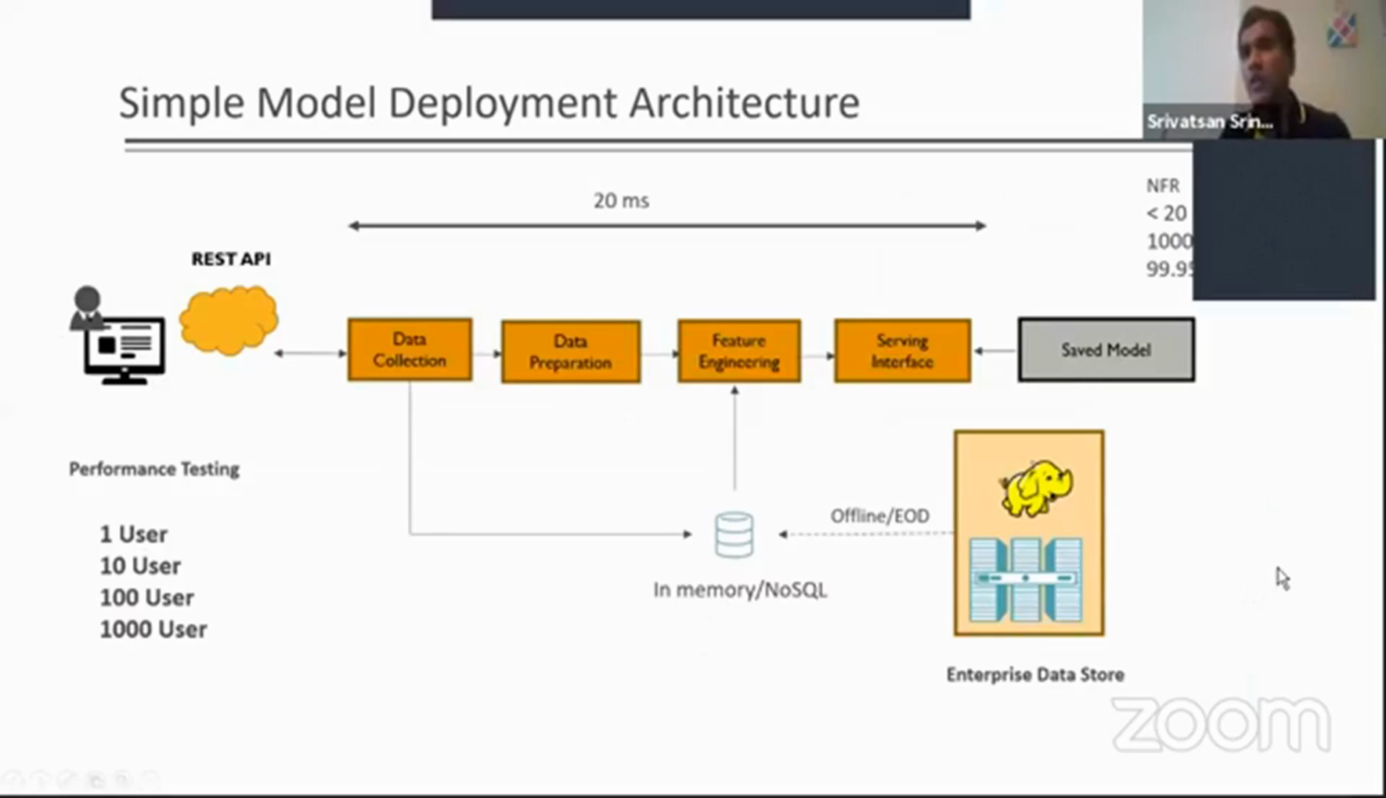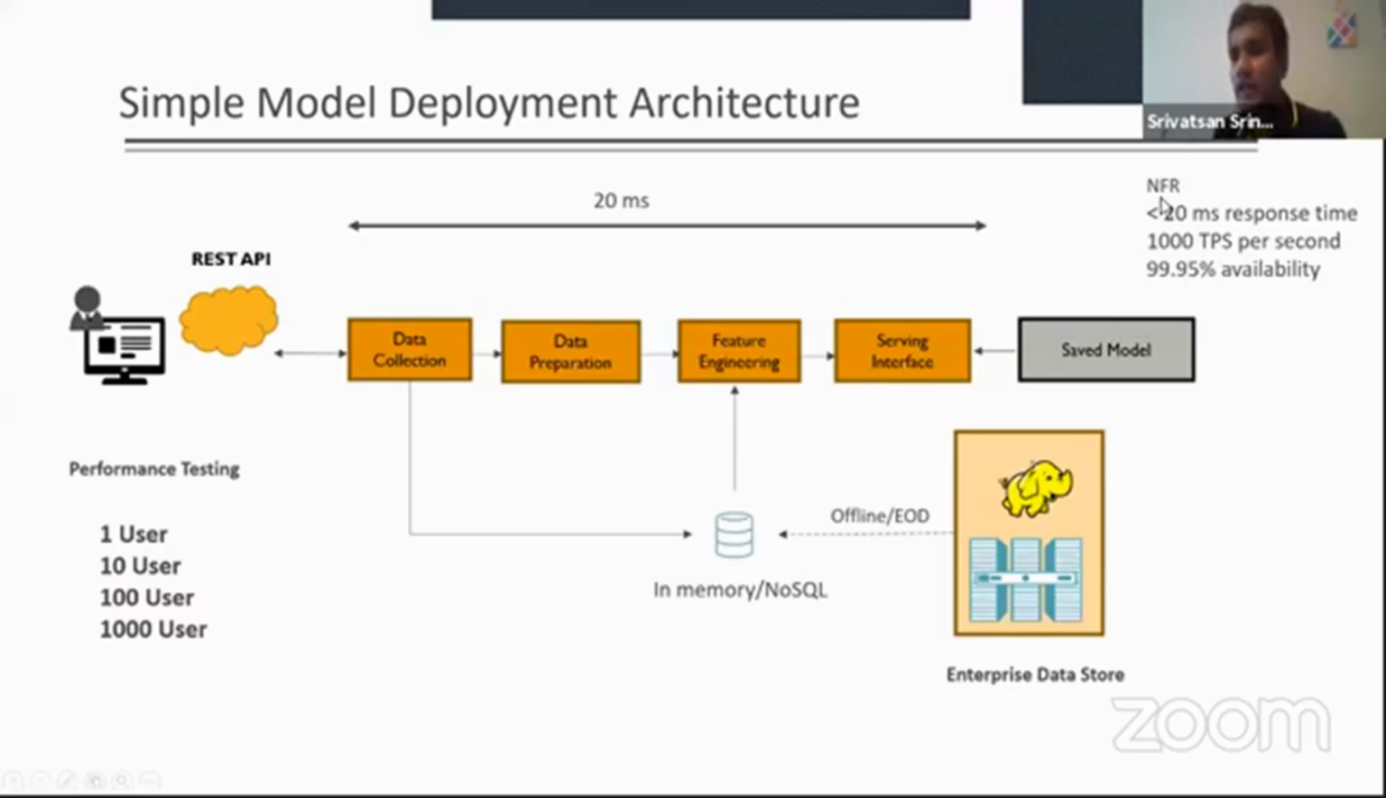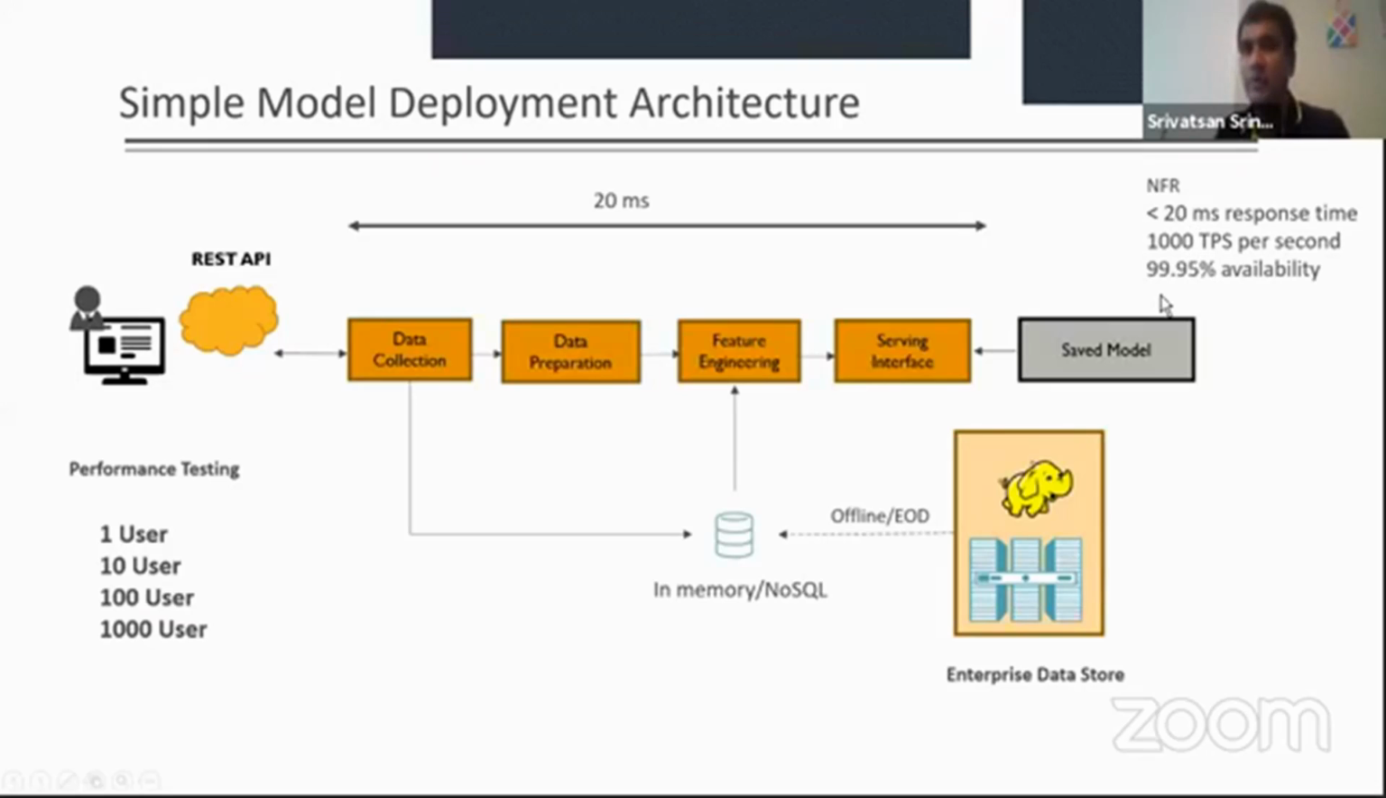These are things which can be done. Now, if you see on the top, the NFR requirement. This is the NFR requirement that I had given, the non-functional requirements that I stated before. I need less than 20 millisecond response time, and I need to support 1,000 transactions per second. And this is the availability of it, right?